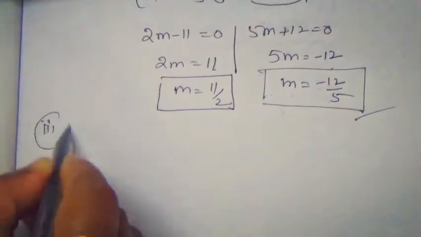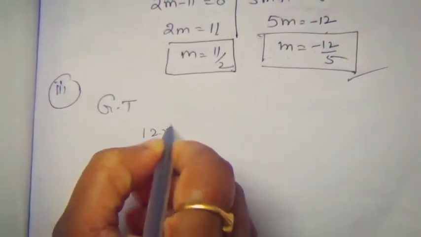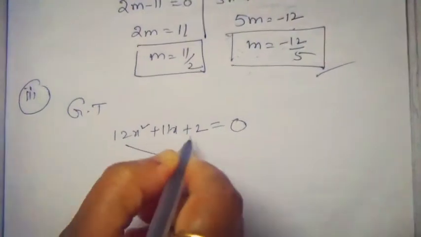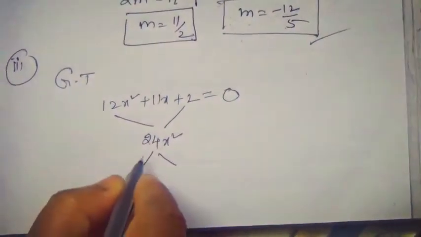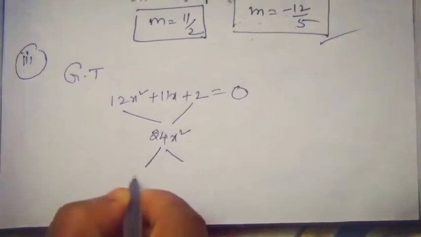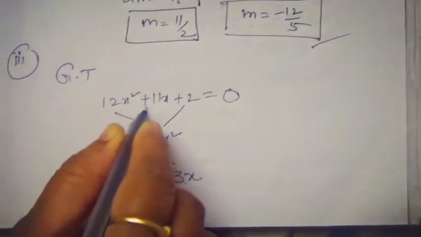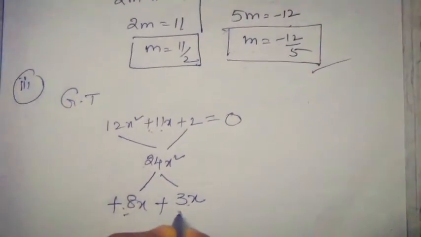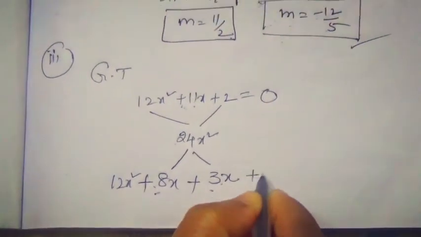In that third sum, look here: 12x square plus 11x plus 2. Given that 12x square plus 11x plus 2 is equal to 0. The product of these two is 24x square. In which table do we have to take this 24? That is 8 3's are 24, x into x. When you add these two you will get 11x. So 12x square plus 2 is equal to 0.